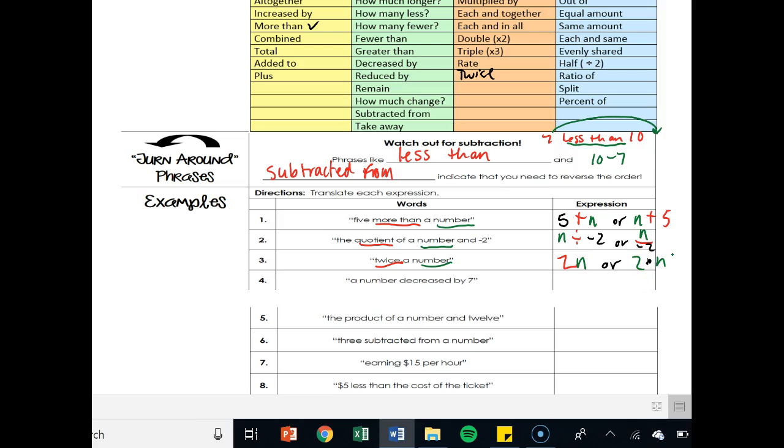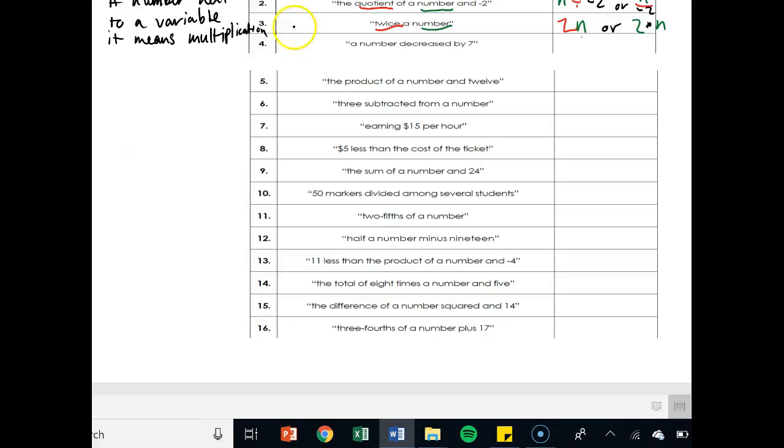Okay, this is important to recognize that when you have a number next to a variable, it means multiplication. So when I have 2n, like I do in number 3 here, 2 next to n, it means I'm going to do 2 times whatever that variable is. Okay. Let's scoot on down. I'm going to let you do 4 and 5. Just look up in the keywords to help you out there.